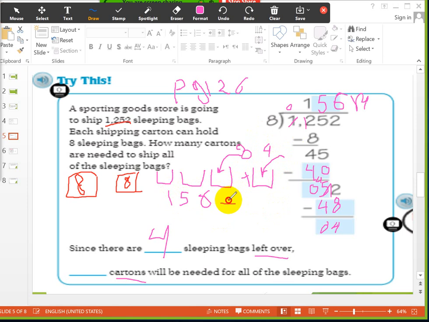So it will be what? It will be 157. Okay, girls? So I can't leave these sleeping bags. I have to ship them also with all the sleeping bags. I know the carton holds only 8, but there are only 4. So I will put them in another carton. And the number of cartons needed is 157.